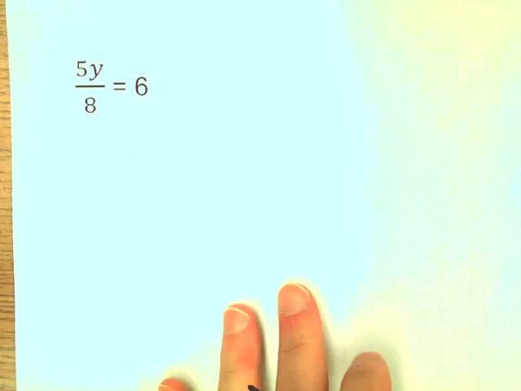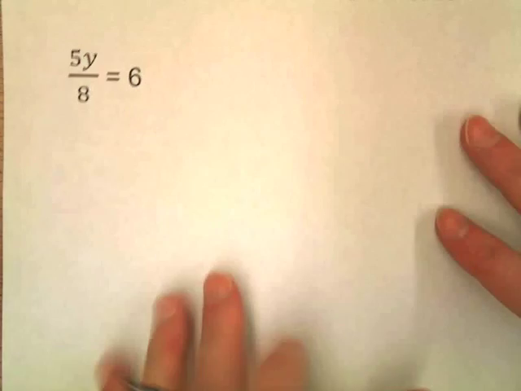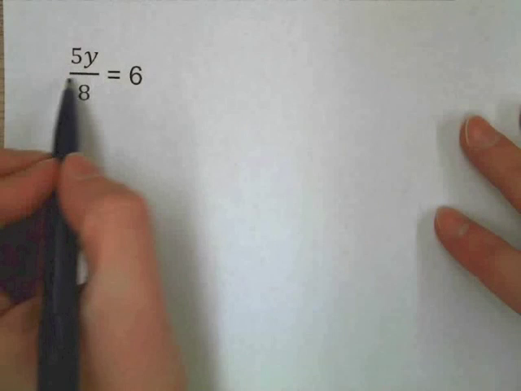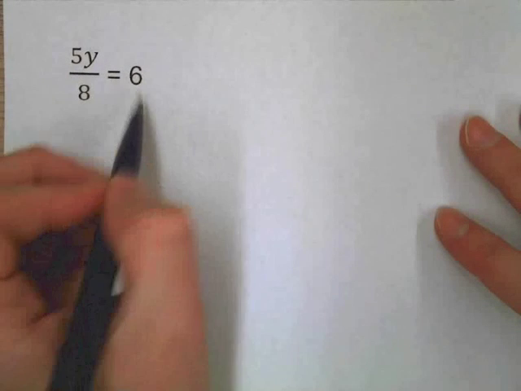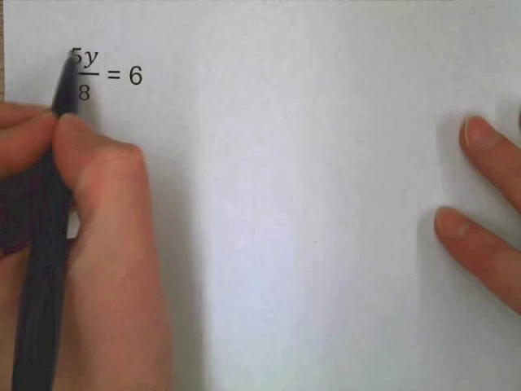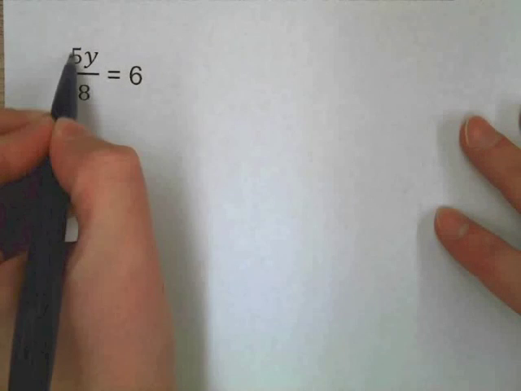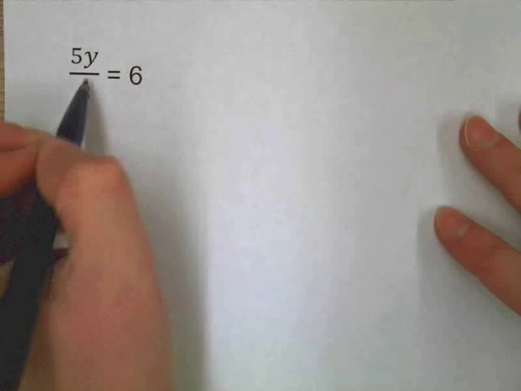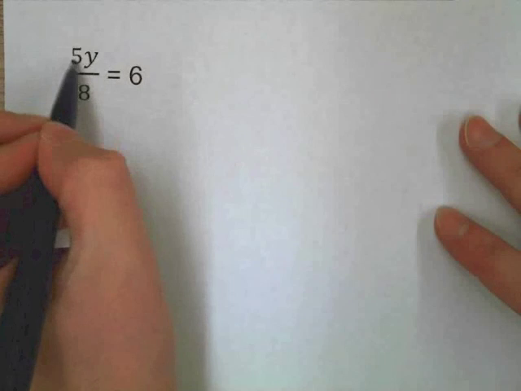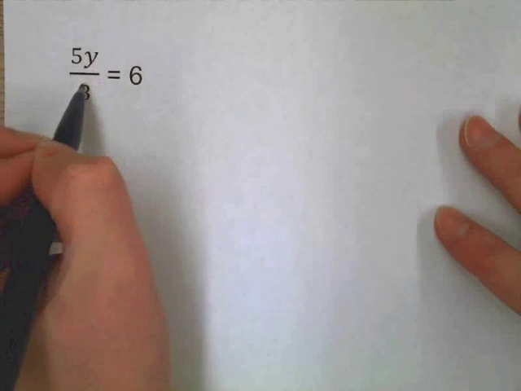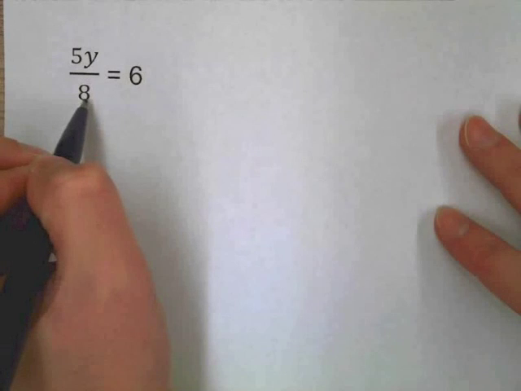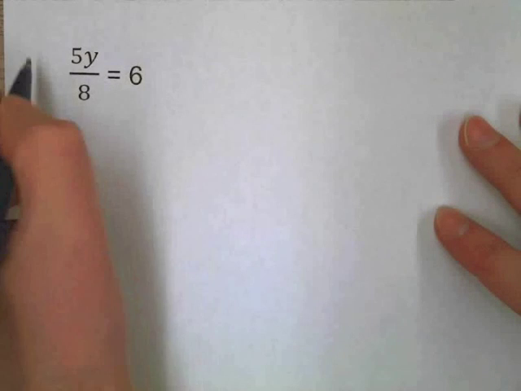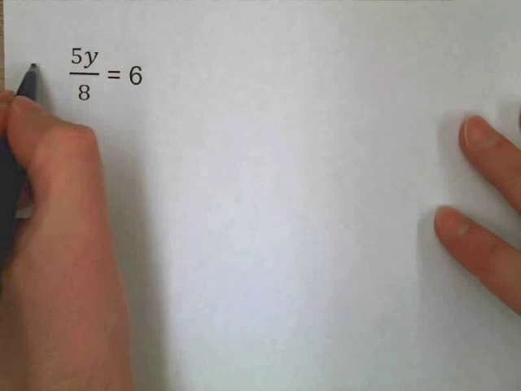Okay, let's take a look at one more, last one here. Here we have 5 times y divided by 8 equaling 6. So we have some number here. I'm just going to think of this as a number being divided by 8. Well, if I want to get this number by itself, then I need to do the inverse operation. So I'm going to multiply both sides by 8.